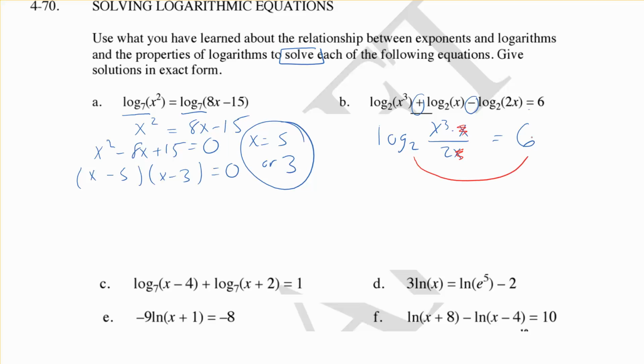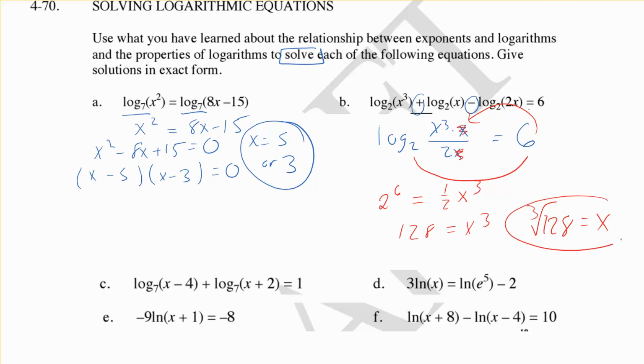Now this 2, we could rewrite it in exponential. 2 to the 6th power equals 1/2 x cubed. Getting close. 2 to the 6th power is 64. Divided by 1/2 is 128 equals x cubed. Cube root of 128 equals x. Good. Let's try the next one.